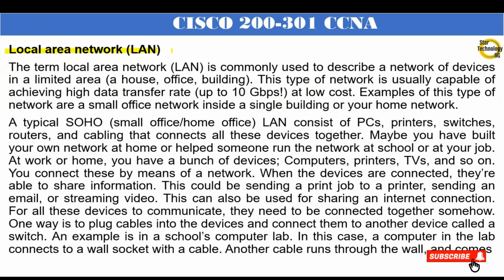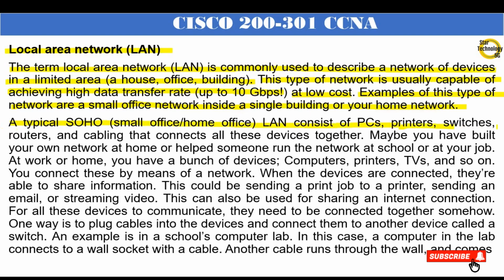Local area network, LAN. The term local area network, LAN, is commonly used to describe a network of devices in a limited area, such as a house, office, or building. This type of network is usually capable of achieving high data transfer rates, up to 10 gigabits per second, at low cost. Examples of this type of network are a small office network inside a single building or your home network.